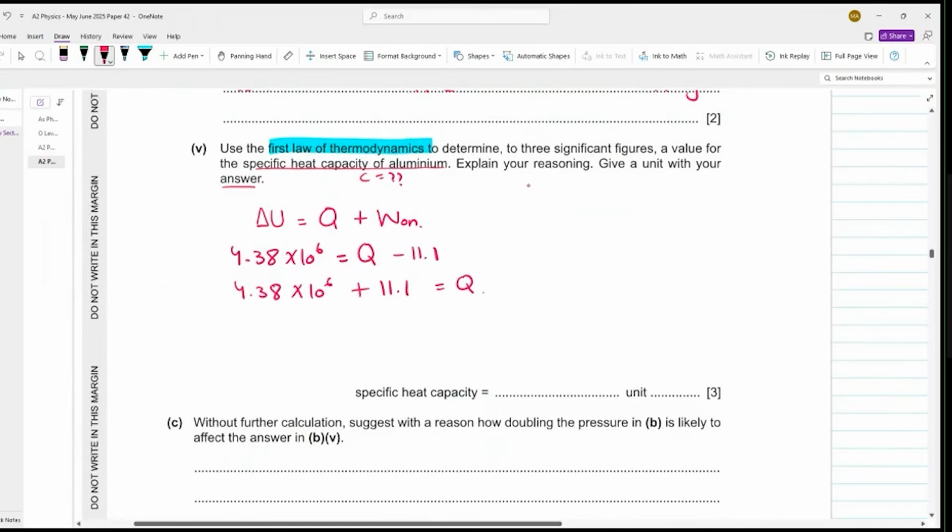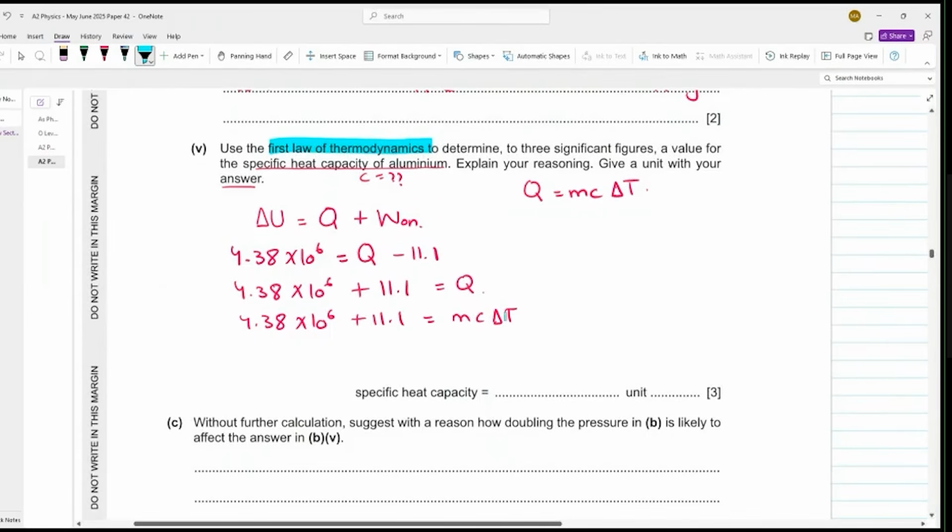अब बेटा Q किसके इक्वल होता था? Do you remember? Q is equals to mc delta T. Let's write it here. 4.38 into 10 raised to the power of 6 plus 11.1 is equals to mc delta T.